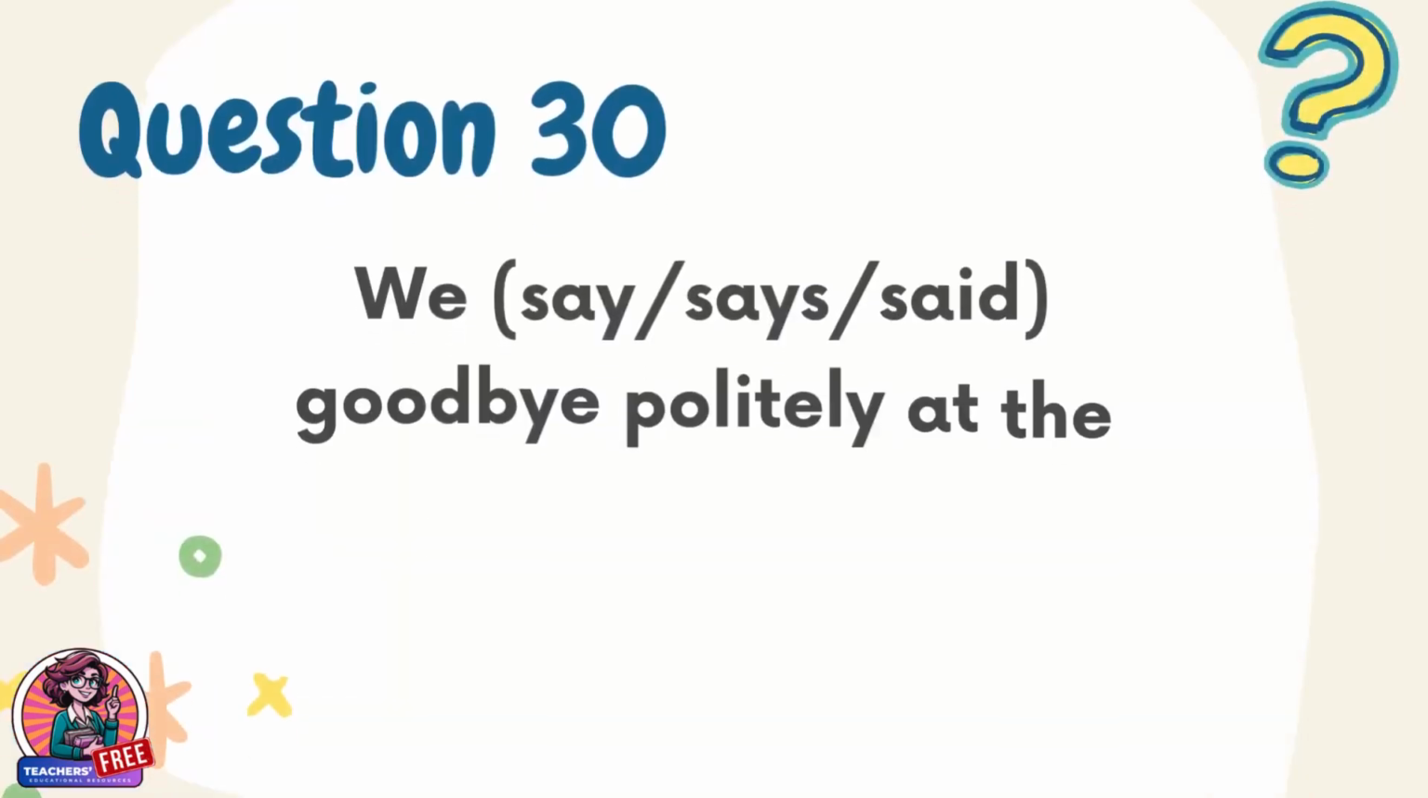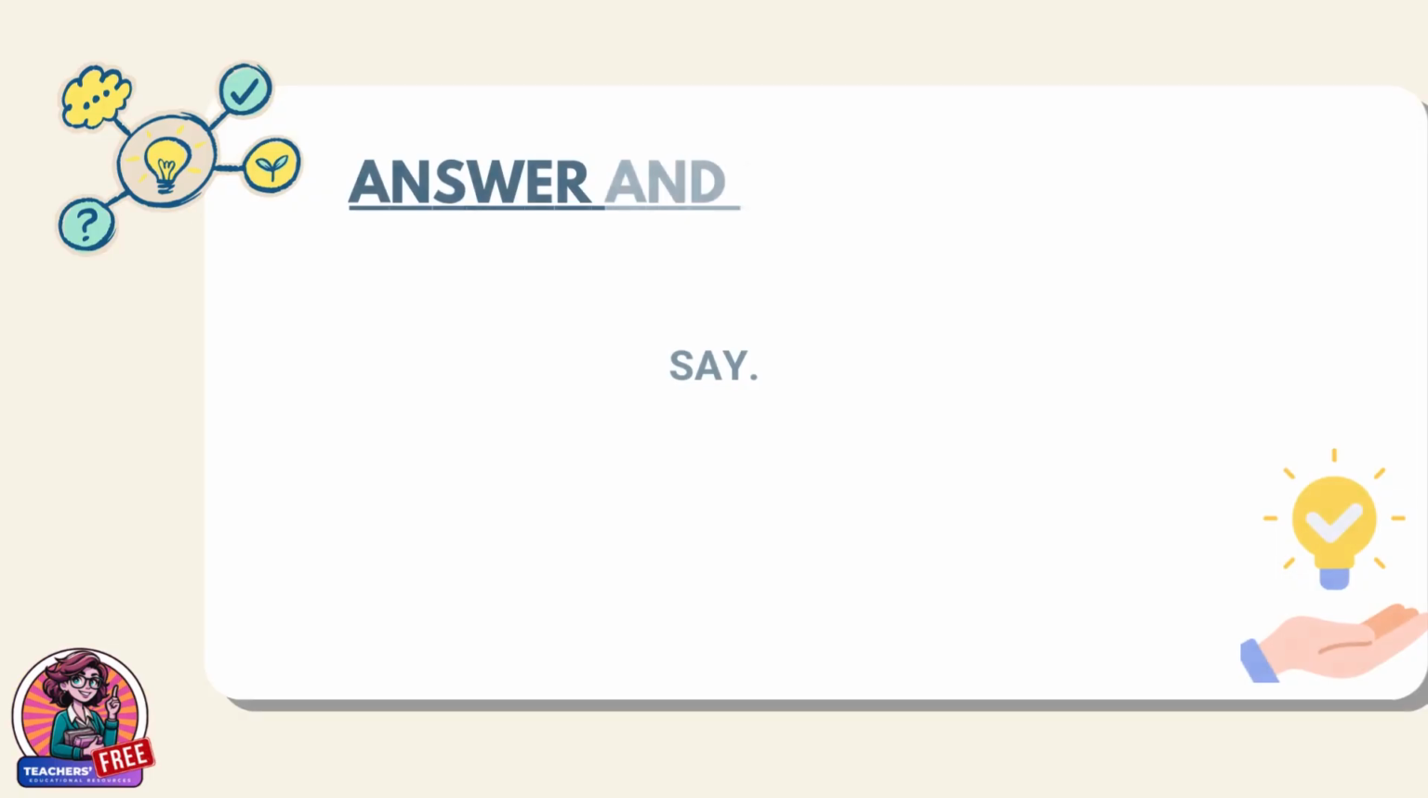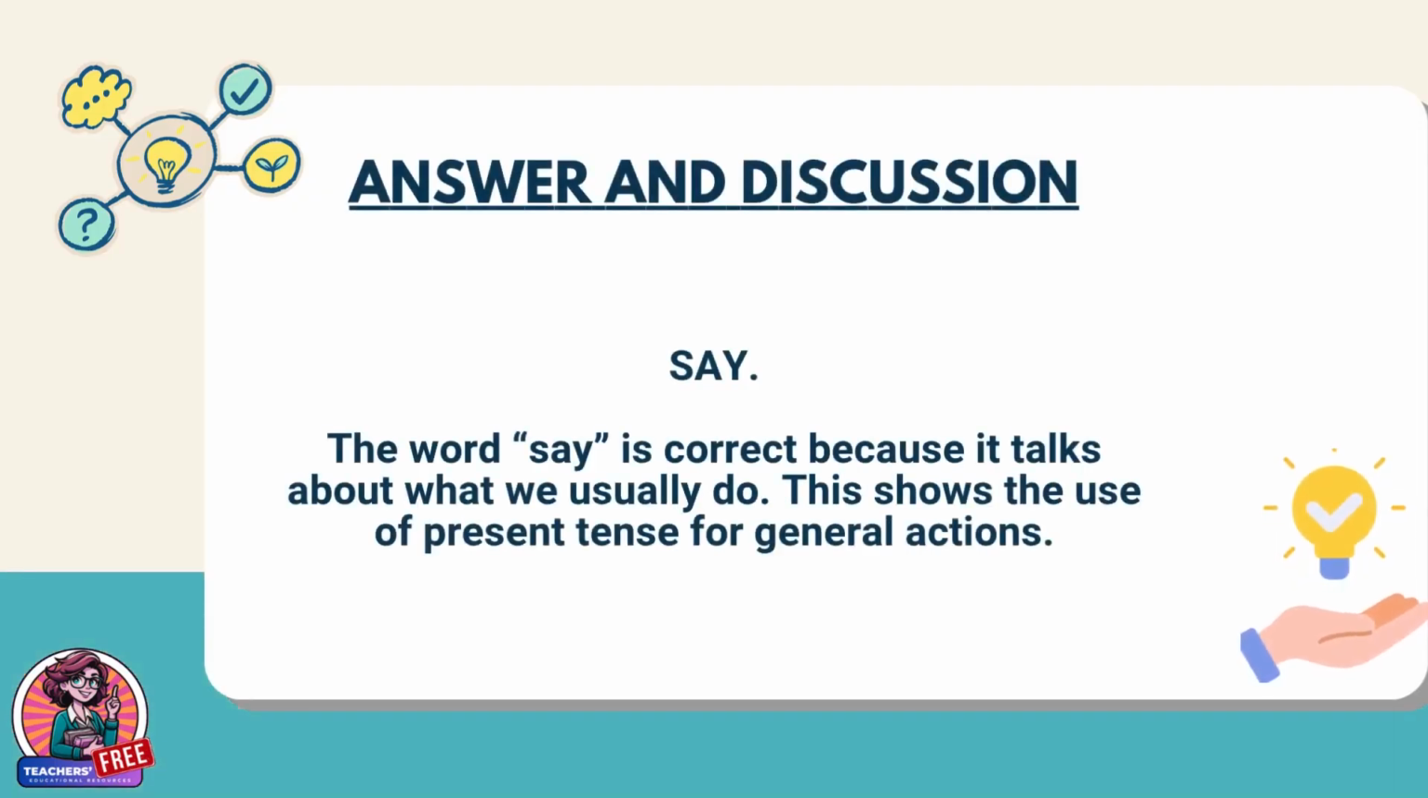Question 30. We say, says, said goodbye politely at the end of the letter. Which is correct? Answer: say. The word say is correct because it talks about what we usually do. This shows the use of present tense for general actions.